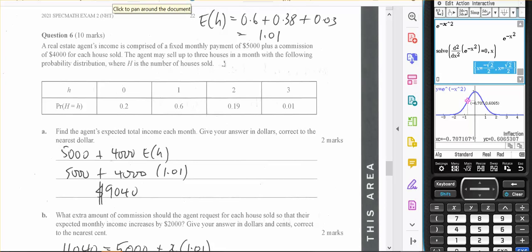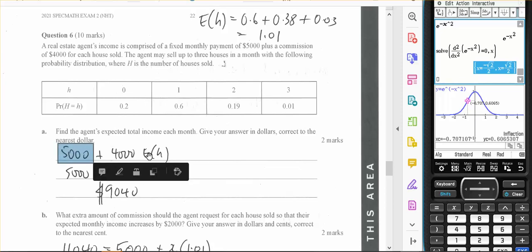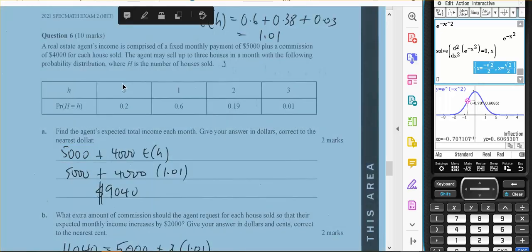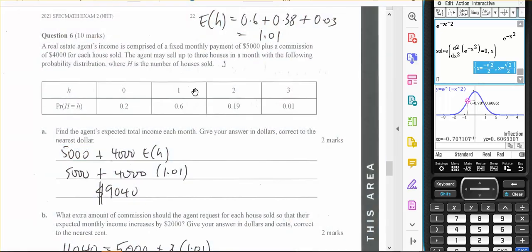Question number 6. An estate agent's income is a fixed amount of $5,000 plus an amount based on $4,000 for each house sold. So if they sell 3 houses, they will get this. Okay, so we have a probability distribution. If they sell no houses, that's a probability of 0.2, one house 0.6.